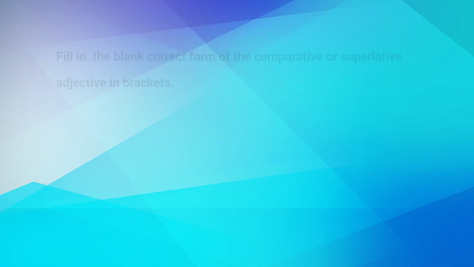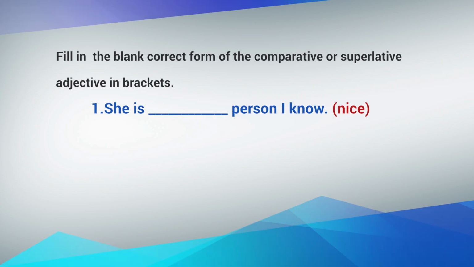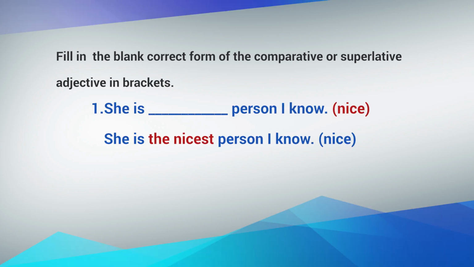Dear students, you reached the end of this video. How about now testing your understanding of comparative and superlative adjectives? Fill in the blank with the correct form of the comparative or superlative adjective in brackets. She is person I know. The correct answer is she is the nicest person I know.